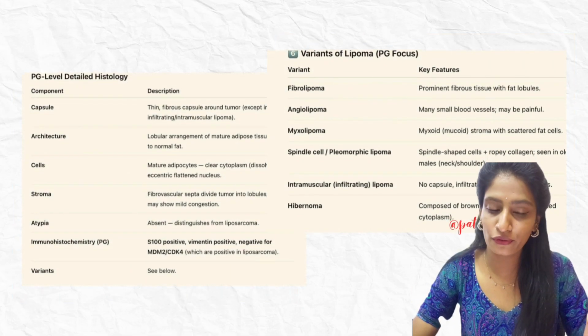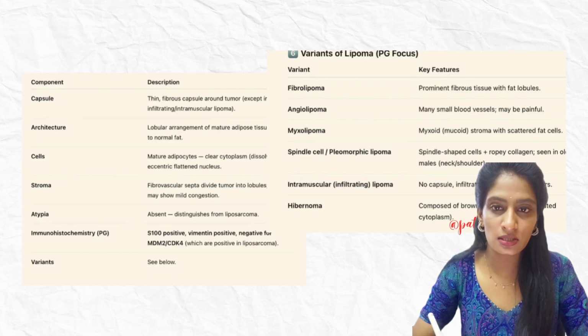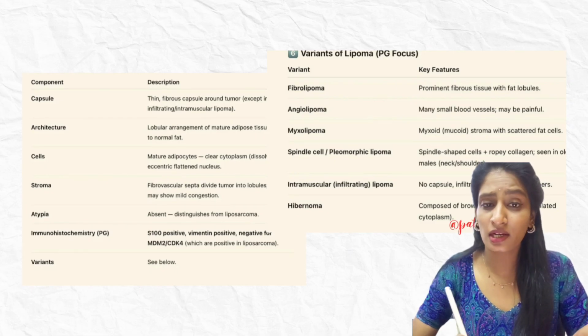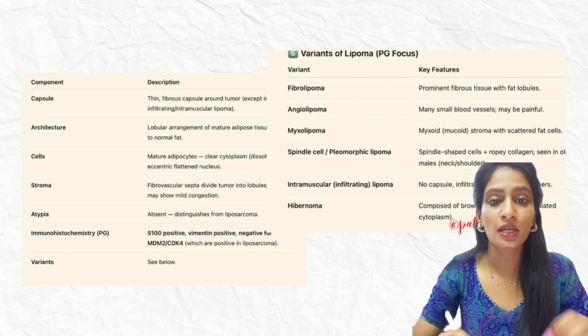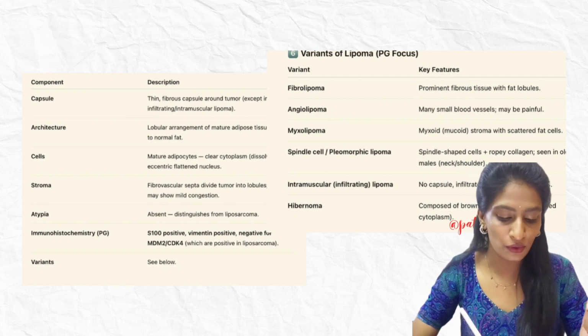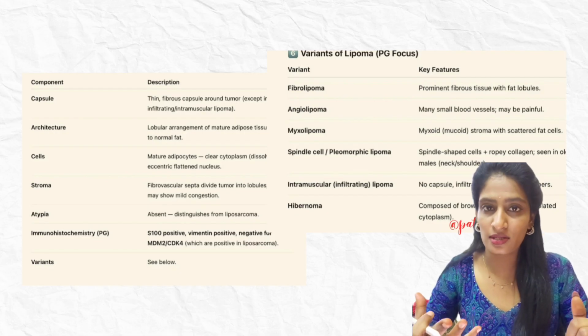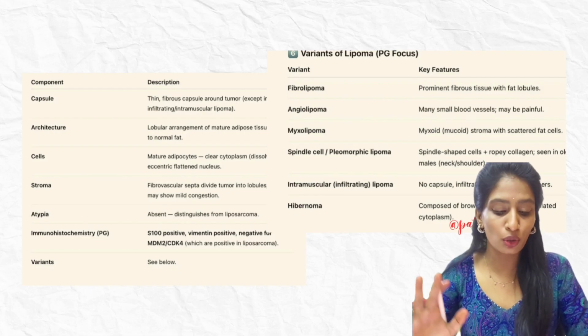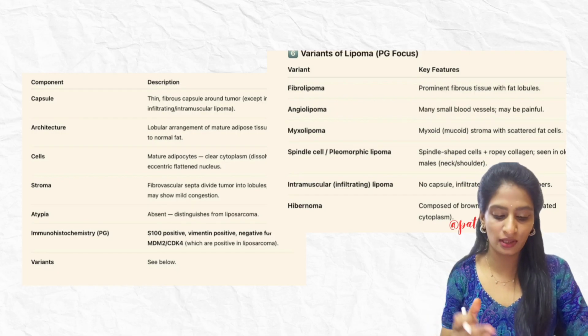IHC wise, it will be positive for S100 and Vimentin, and negative for MDM2 and CDK4, which is a key feature differentiating it from liposarcoma. That is the most common question asked for postgraduates. And coming to the variants, this is the most likely question by all the examiners. So you should know what the variants of lipoma are. There are many.